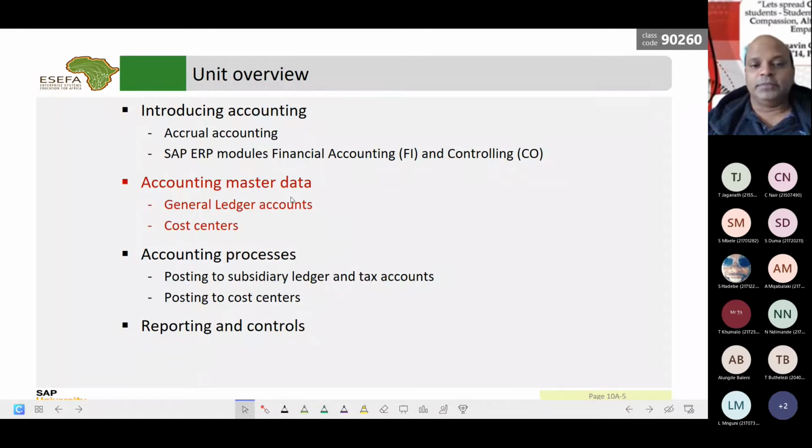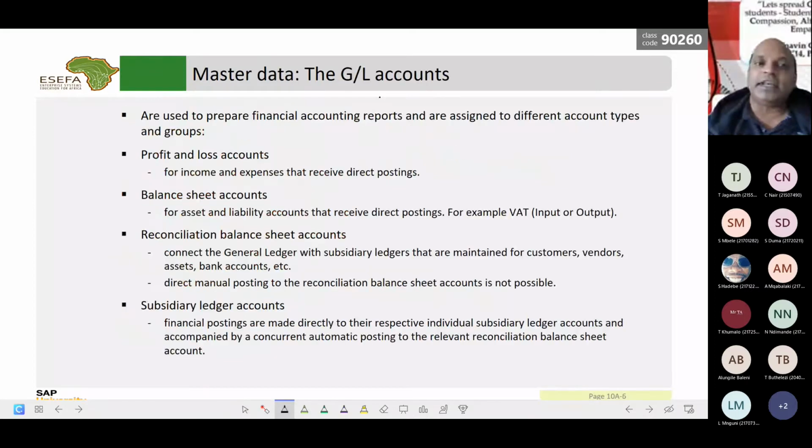And we'll go on to the accounting processes, reporting, and controls, right? Let's see if this works. So we have completed that, right? Let's go on. There's this thing about the master data. The master data is used to prepare financial accounting reports and are assigned to different account types and groups.